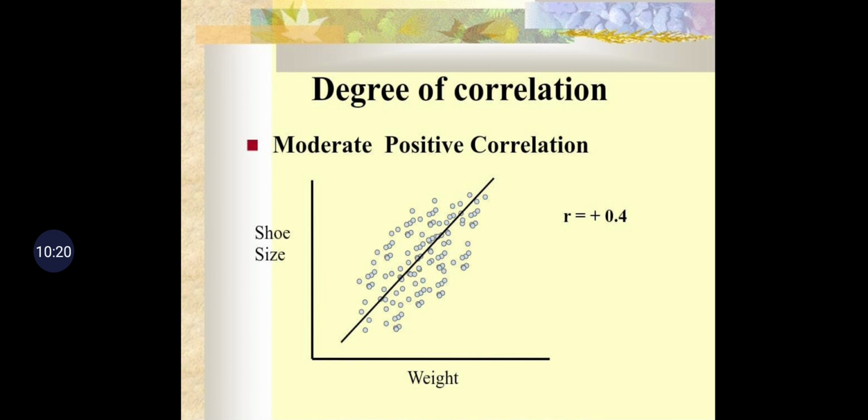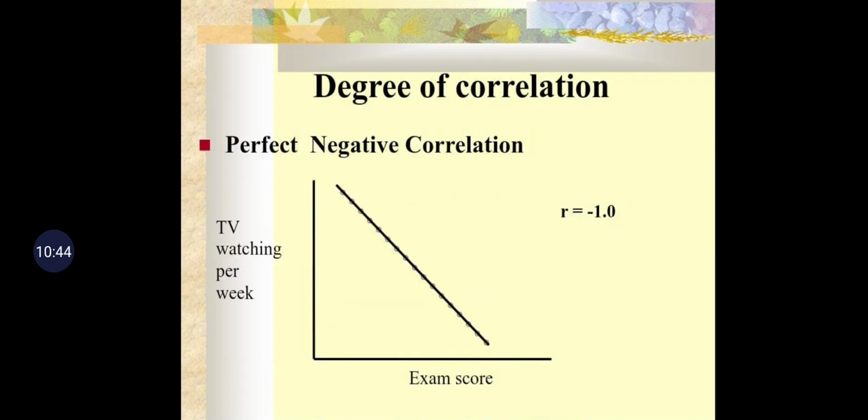The degree of correlation, the moderate positive correlation, we have to show size and weight. These offer a lot of values, so r is equal to 0.4. Some points will touch these values. The r is equal to positive 0.4.